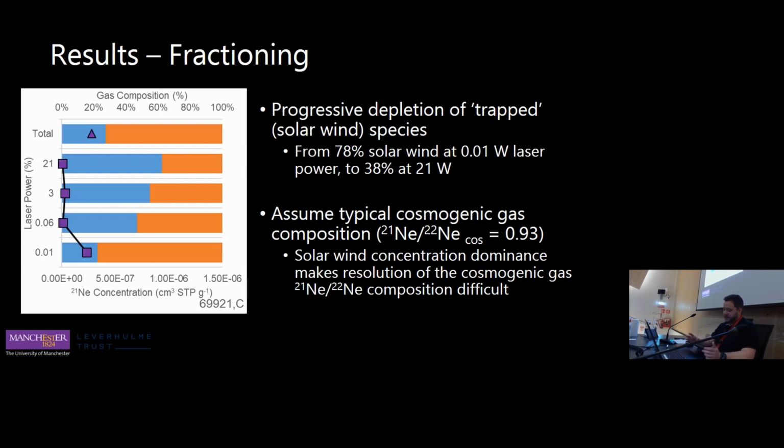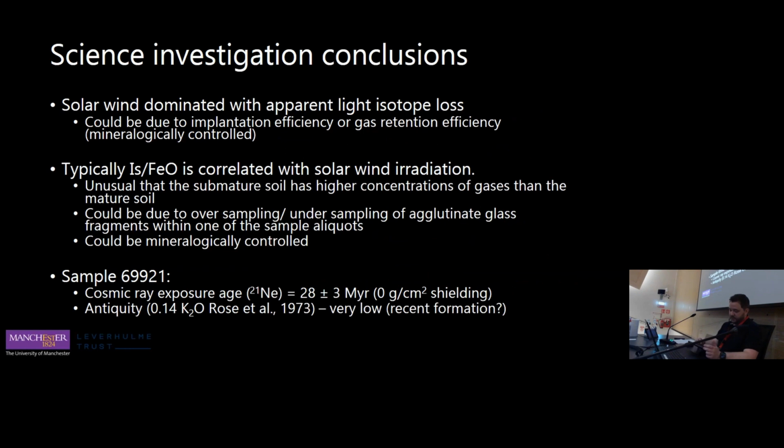And from this fractionated gas, we can also calculate parameters such as the cosmic ray exposure age, which indicates how long a sample's been exposed to the cosmic ray flux, which is typically synonymous with residence within 1 to 2 meters of the lunar surface. So we calculate that this sample appears to have been exposed for 28 million years.